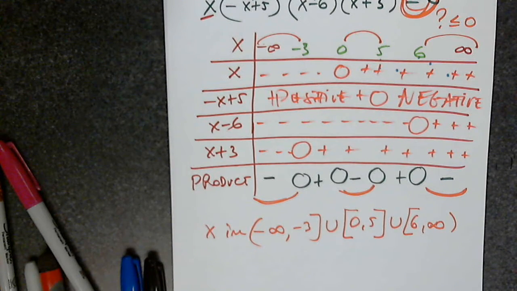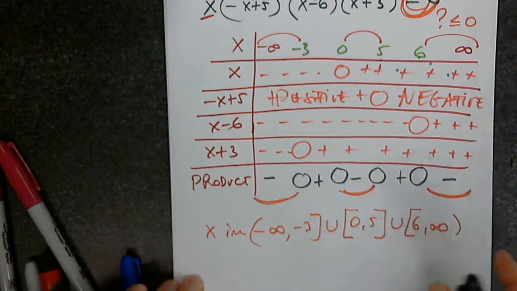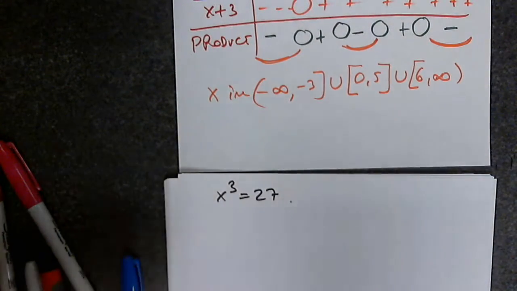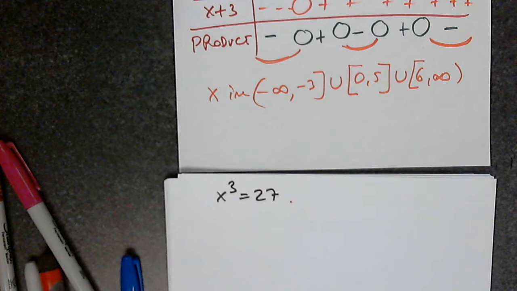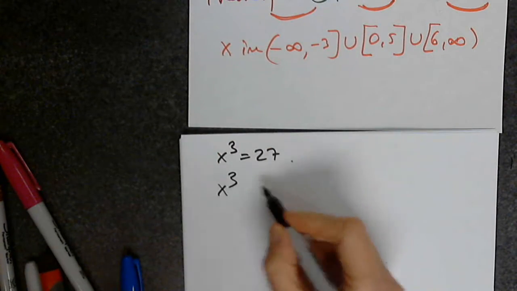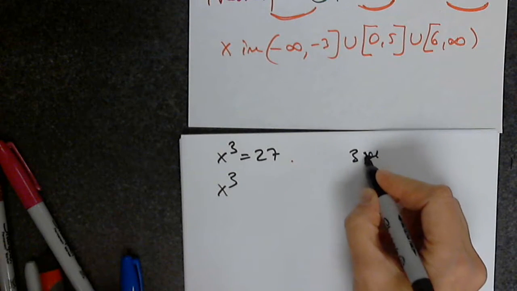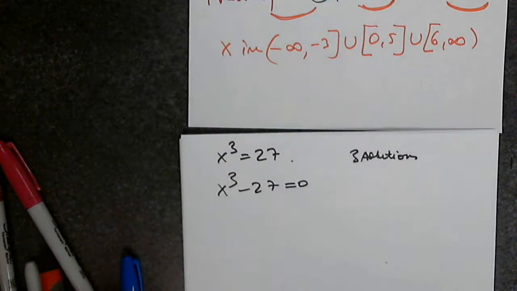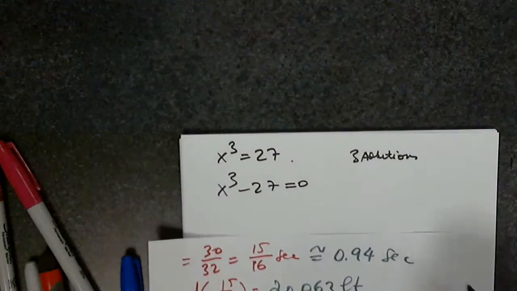Let's look at another equation, like x cubed equals 27. How many solutions will this equation have? 3. Exactly, because the polynomial has degree 3. I have to move 27 to the other side. So I make myself a note, 3 solutions.